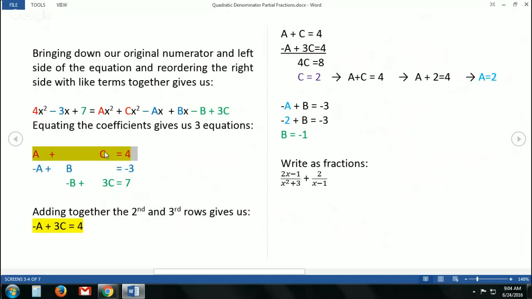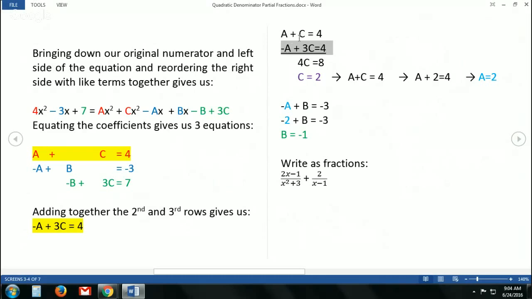Notice that both of those highlighted rows only have a and c as variables, so it'll be easy for us to do a system of equations with them. Let's take each of these highlighted rows and move them over here. The first one, a plus c is equal to 4, and the second, -a plus 3c is equal to 4. Those are our 2 highlighted equations. Notice that the a's are already opposites of each other. So we can add these 2 rows together and eliminate the a's.